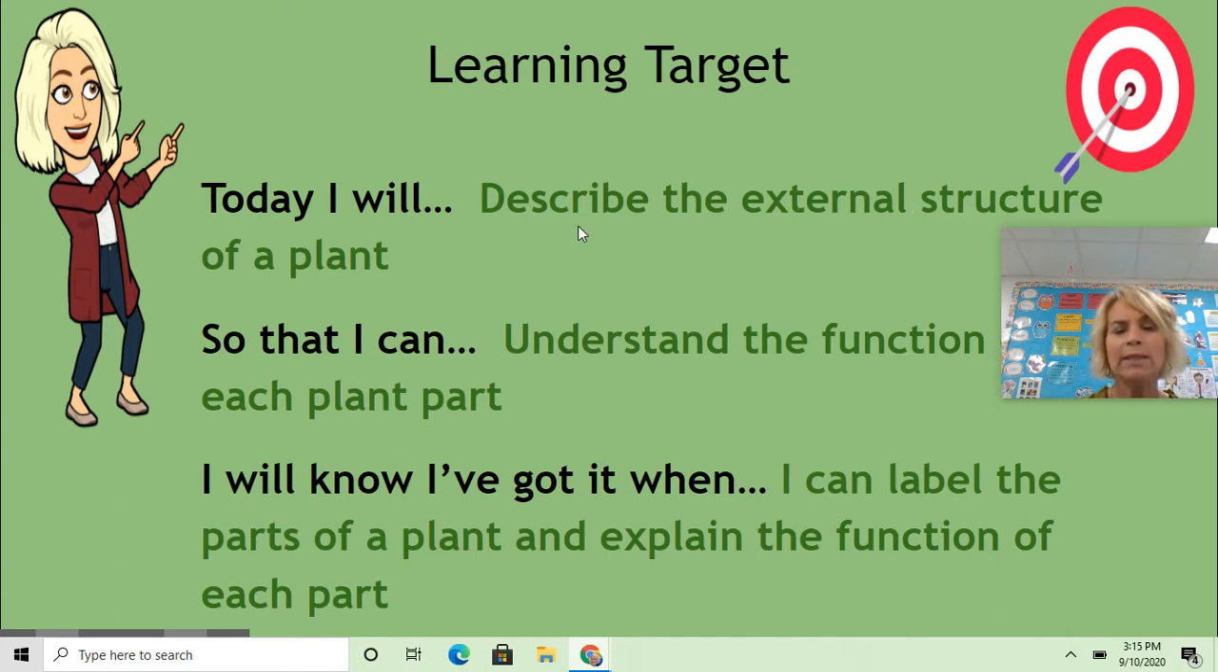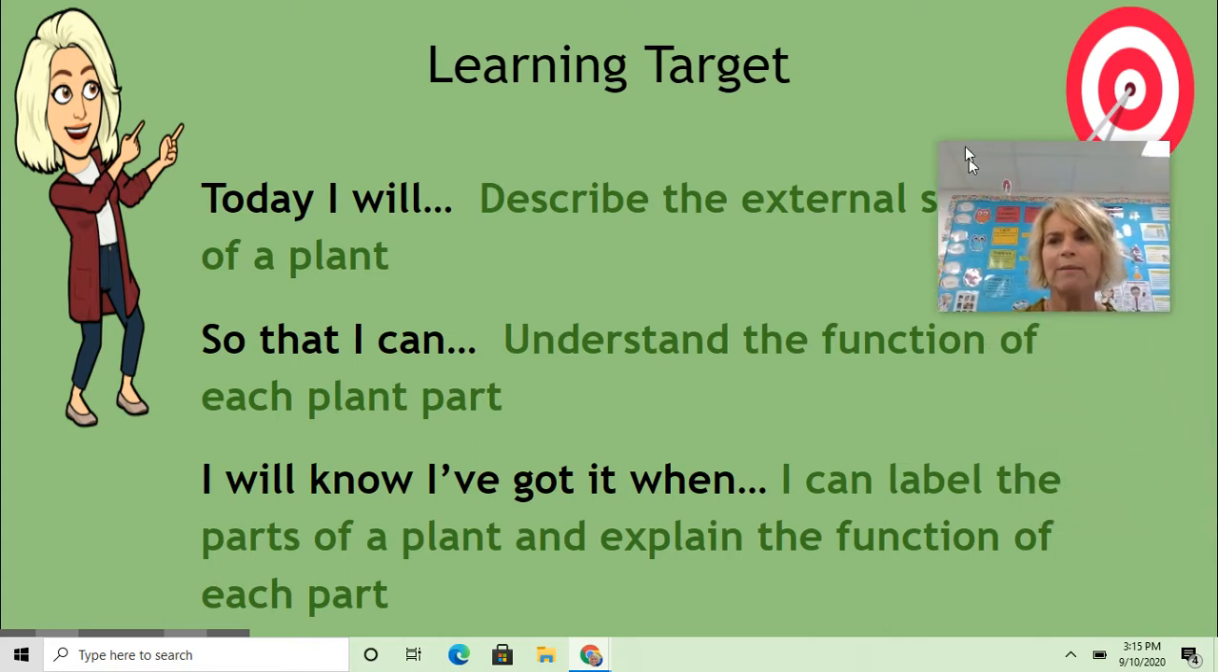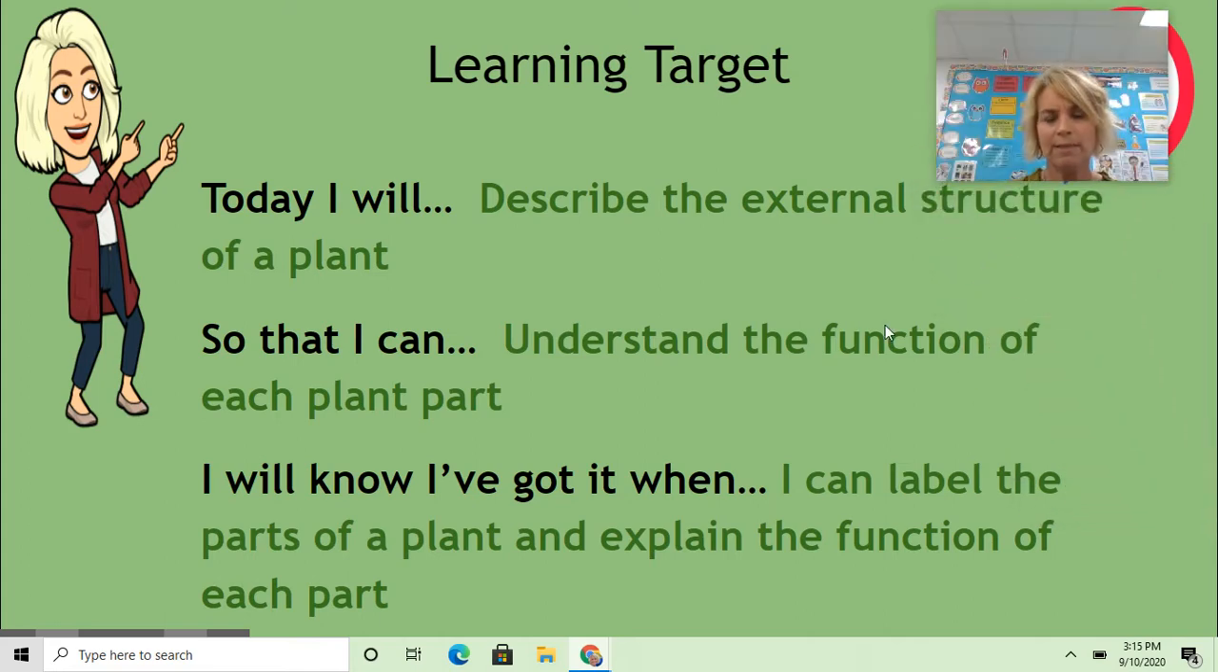So today I will describe the outside parts of a plant, the external structures of a plant, so that I can understand the function of each plant part. Now, function just means the job of each plant part. I will know I've got it when I can label the parts of a plant and explain the function of each part.